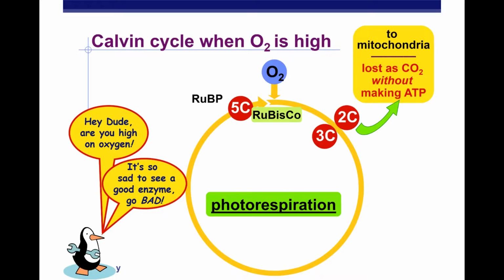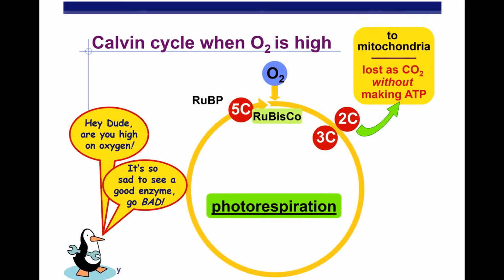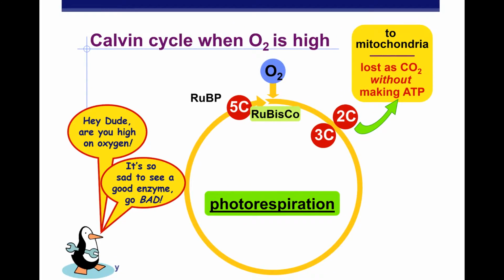Right, so here's just a little mock-up of what it looks like when the Calvin cycle has to happen when oxygen levels are high. When Rubisco binds oxygen, we're still going to have a 5-carbon compound. We're still going to split that 5-carbon compound, but instead of getting 2 3-carbon compounds, we're going to get a single 3-carbon compound and a single 2-carbon compound. That 2-carbon compound gets lost as CO2 to the mitochondria, but we haven't made any ATP and we haven't made any sugar. So it pretty much stops the process of the Calvin cycle right at this step.